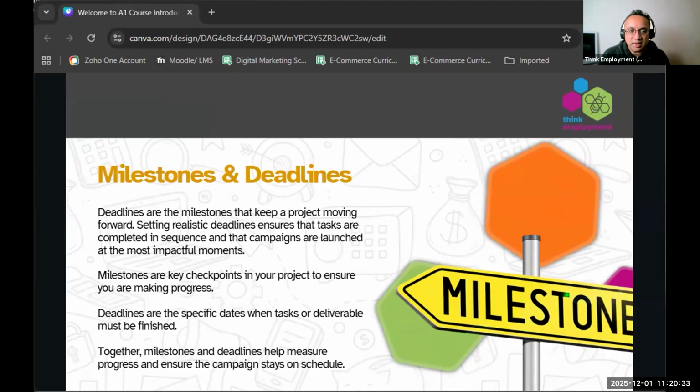Setting realistic deadlines ensures the tasks are completed in sequence and the campaigns are launched at the most impactful time. So if you're not organized, you're going to create the content at the wrong time, and you're not going to have the content when you need it, or you're not going to be able to make the most of a specific time period where your product could have blown up. So milestones are key checkpoints in your project to ensure that you're making progress. Deadlines are specific dates when the task or deliverable must be finished. Together, milestones and deadlines help measure progress and ensure the campaign stays on schedule.